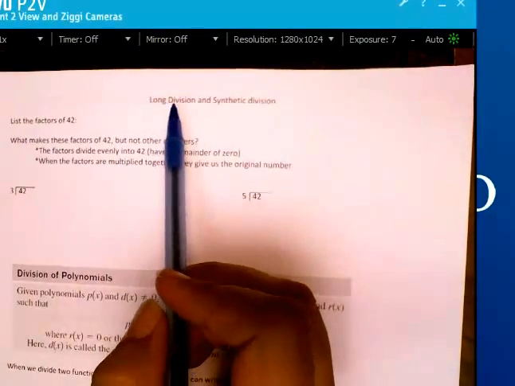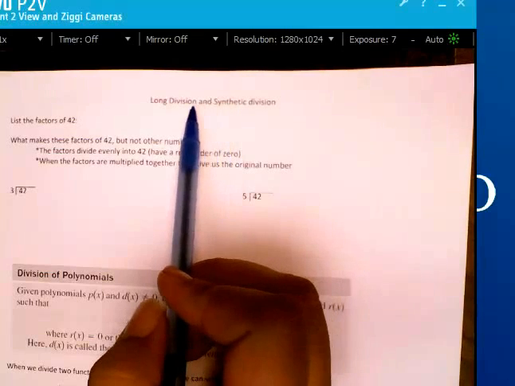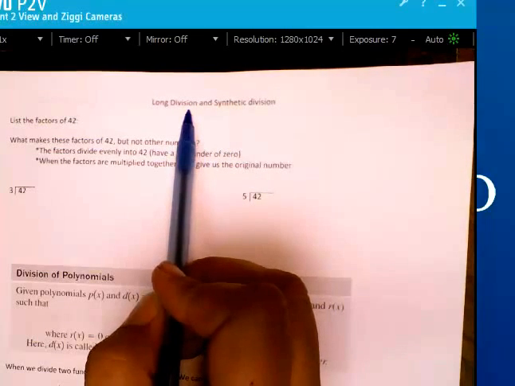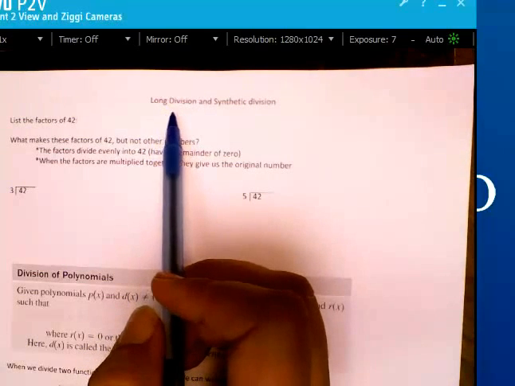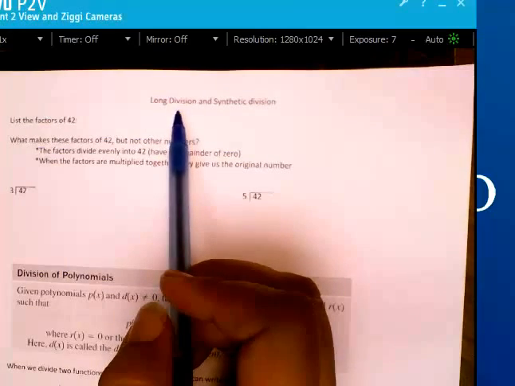Today we are going to talk about long division and synthetic division. Before we get into showing long division of polynomials, I actually want to go back to what you learned in elementary school and show how what you did back there is actually showing up again when we're doing long division.